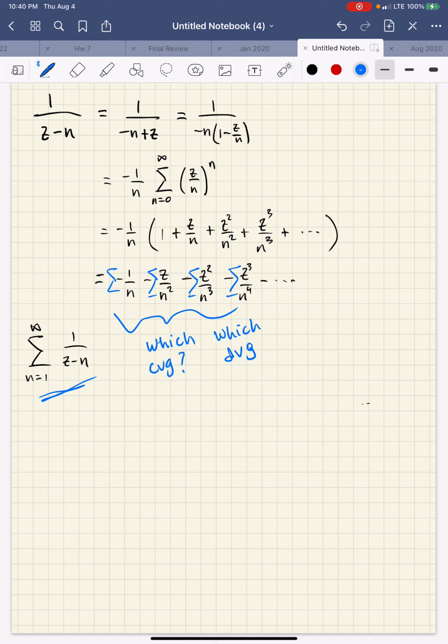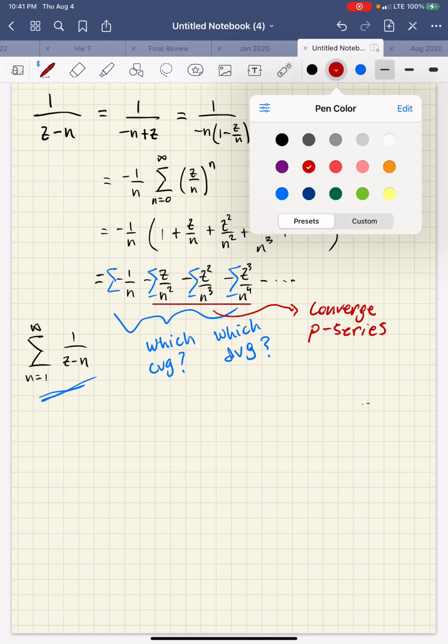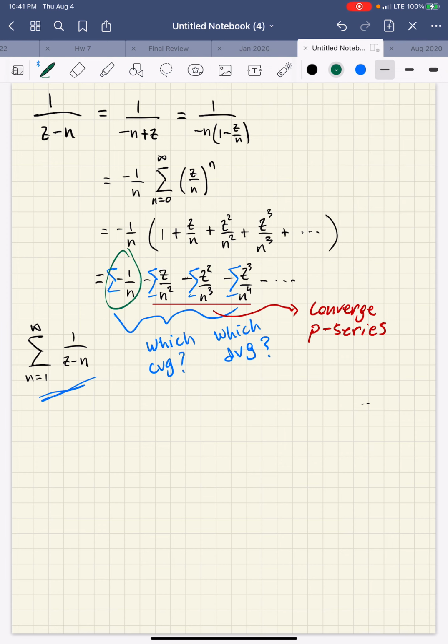Well, I can tell you, right? So these ones, all these converge. They're p-series, right? The power of n down here, we've got n squared and n cubed and n to the fourth. Those are all convergent, and they're convergent everywhere. But what's going on here, this one, this is divergent. Right, it's the harmonic series. So this is our issue. We've identified the underlying cause of this series diverging.